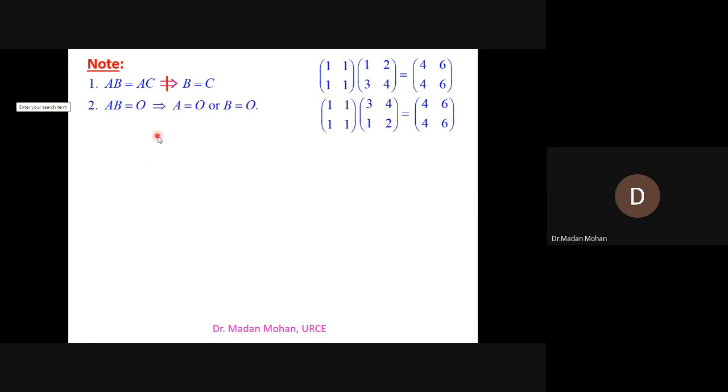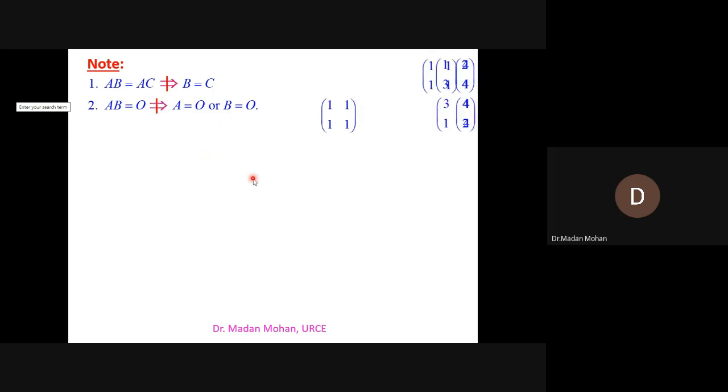Now observe another property. AB equal to the 0 matrix implies A equal to 0 or B equal to 0. The product of two numbers is 0, then definitely at least one number is 0. We know it. Product of two numbers is 0, at least one number is 0. Product of two matrices is the 0 matrix, then at least one matrix is 0. Do you agree? No. It is also wrong. Please let me explain why.